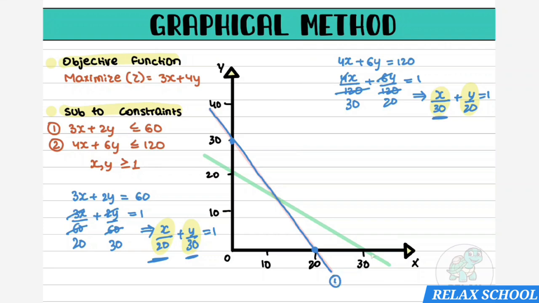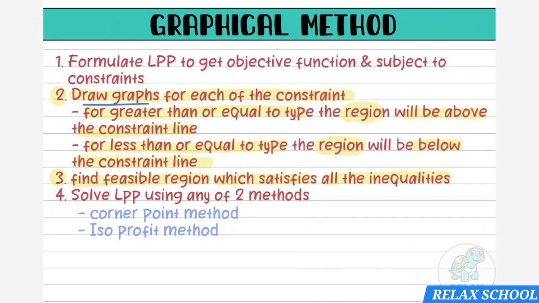For x it's 30. On the x-axis we will go to 30. For y it's 20. On the y-axis we will go to 20. And then we are going to draw the line. Okay, this is how you draw the graph. So the first part was over, drawing the graph. The second part is to find the region.